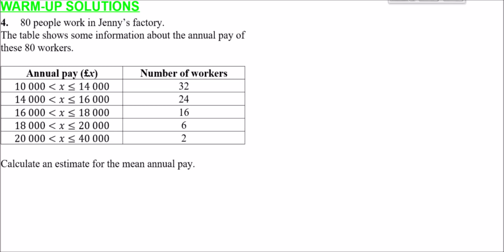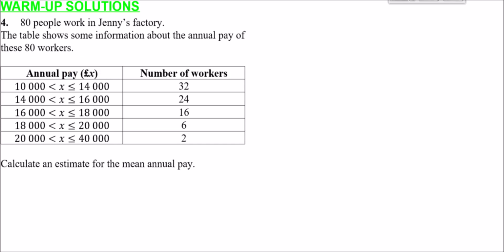Lastly, question 4. We've got 80 people working in Jenny's factory. The table shows some information about the annual pay of these 80 workers. Again, this is very much a GCSE question, so we're told to calculate an estimate for the annual mean pay. So what you might remember we need to do here is to take midpoints as an estimate.